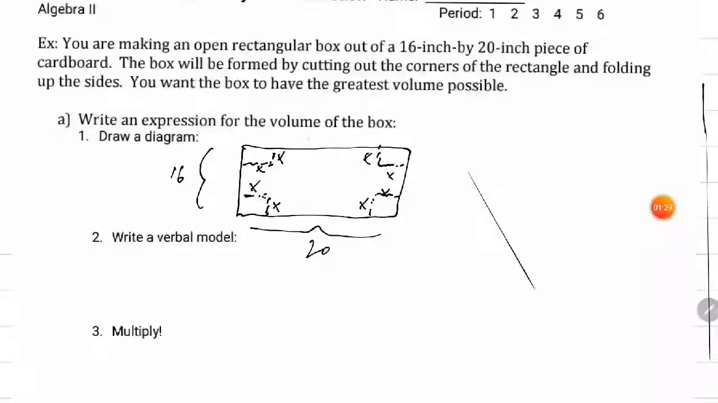So after we cut out our squares there, our new length here, 20, is going to be 20 minus 2x, because we're cutting out an x from this side and x from this side. And then our new width is going to be 16 minus 2x. Okay?